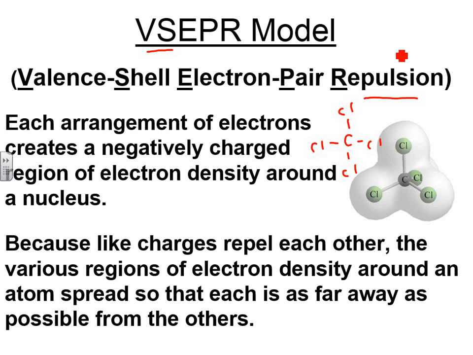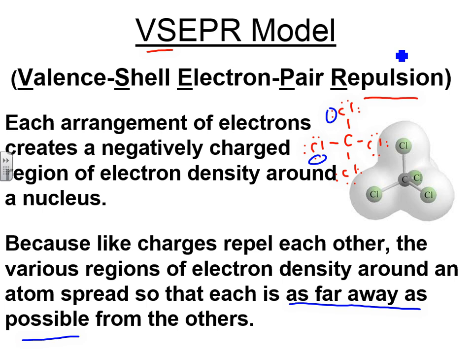Each of these chlorines obviously has an octet. We can fill that in. We're going to focus on the central atom. And what we realize is that each of these electron areas is negatively charged. And so all of these electron areas will repel one another. And so they will arrange themselves in a way to be as far as possible from each other, because they are electron areas and electron densities that repel one another.